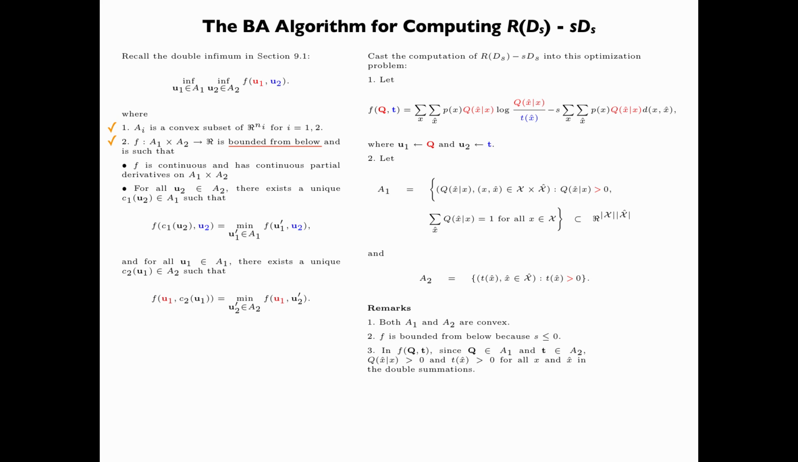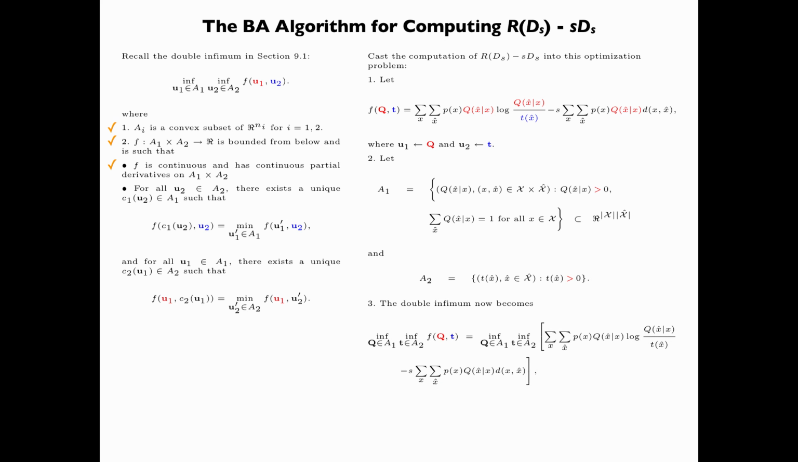In f(Q,t), since q is in A1 and t is in A2, q(x hat given x) is greater than 0 and t(x hat) is greater than 0 for all x and x hat in the double summation. Therefore, f is continuous and has continuous partial derivatives on A equals A1 times A2. It remains to verify that f has a unique minimum when one of the components is fixed. We will deal with that later.